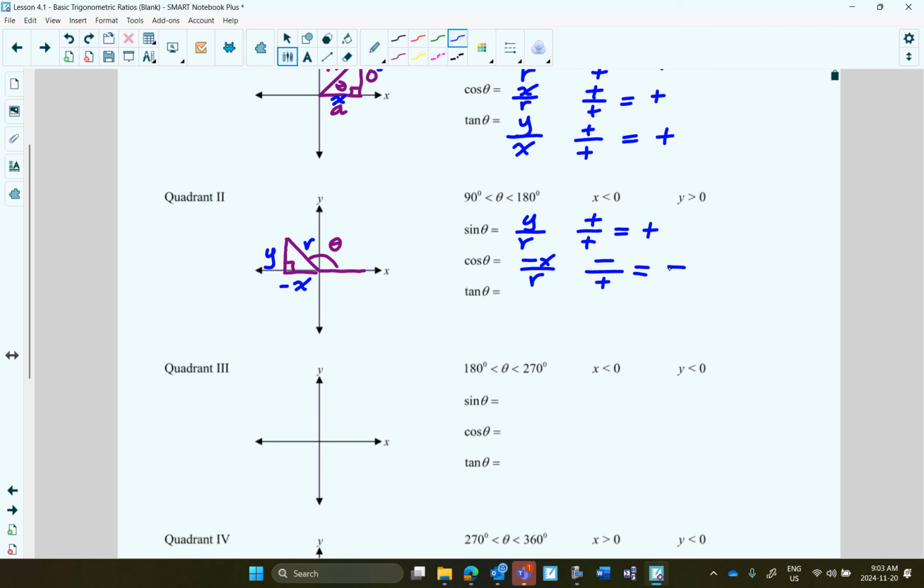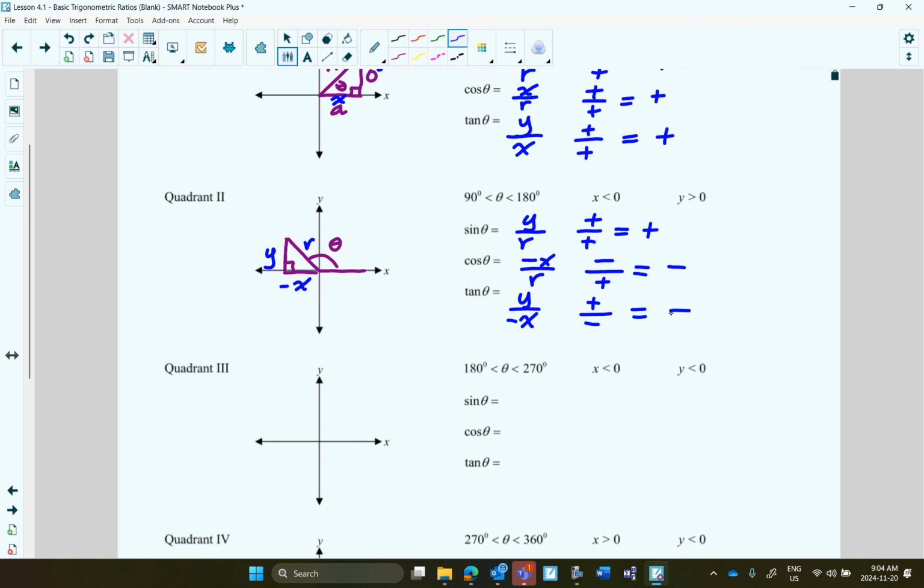And tangent will be y over negative x. It's also going to have a negative answer because it's a positive divided by a negative, which is going to give us a negative. And then you see we continue the pattern in quadrants 3 and 4.